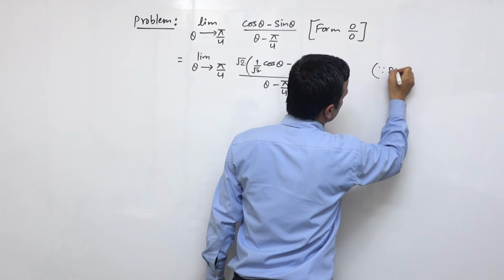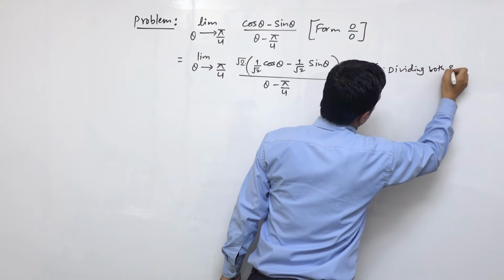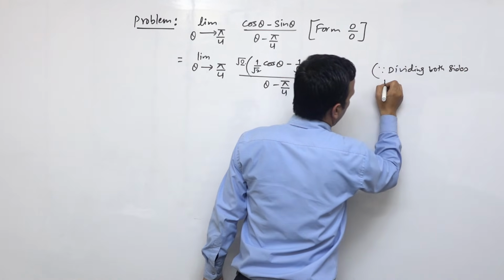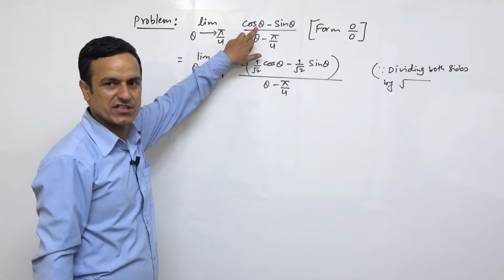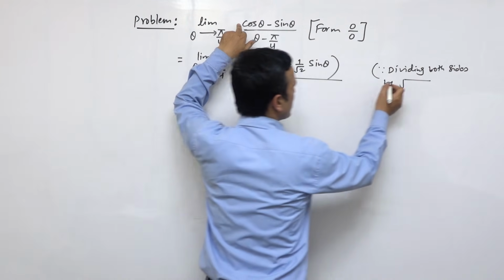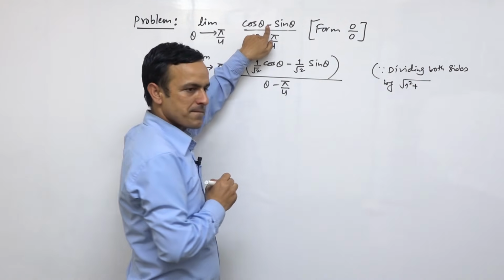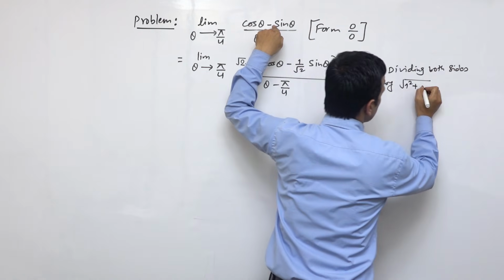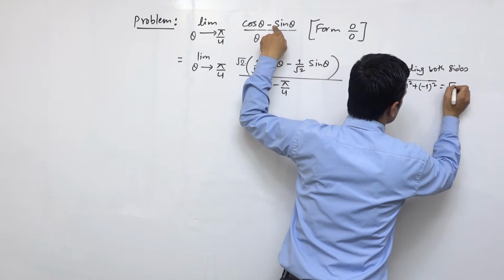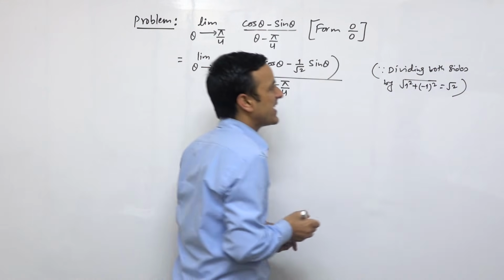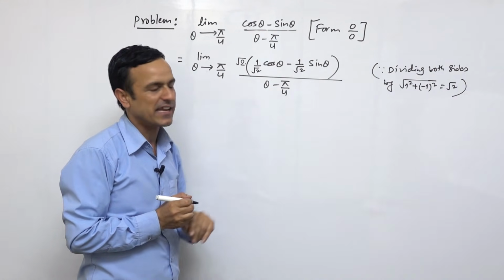So dividing both sides by root under, the coefficient of cos theta. The coefficient of cos theta is 1, its square, and the coefficient of sin theta is minus 1. So 1 plus 1 means it is root 2. So we can divide it by root 2 to make it the form of the sine.